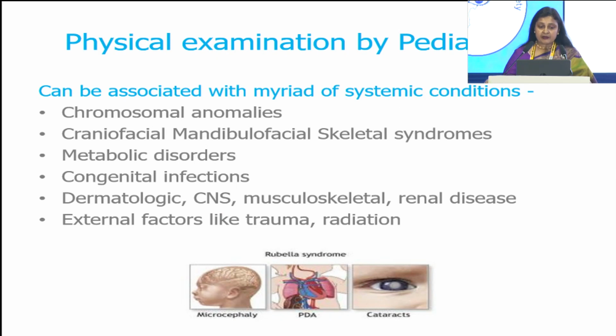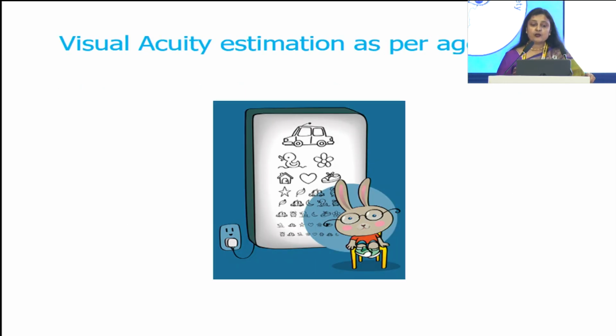Physical examination by a pediatrician is needed, as it can be associated with a myriad of systemic conditions like chromosomal anomalies, craniofacial, mandibulofacial, skeletal syndromes, metabolic disorders, congenital infection, dermatologic, CNS, musculoskeletal, and renal disease. Now, visual acuity estimation as per age is a very essential thing.